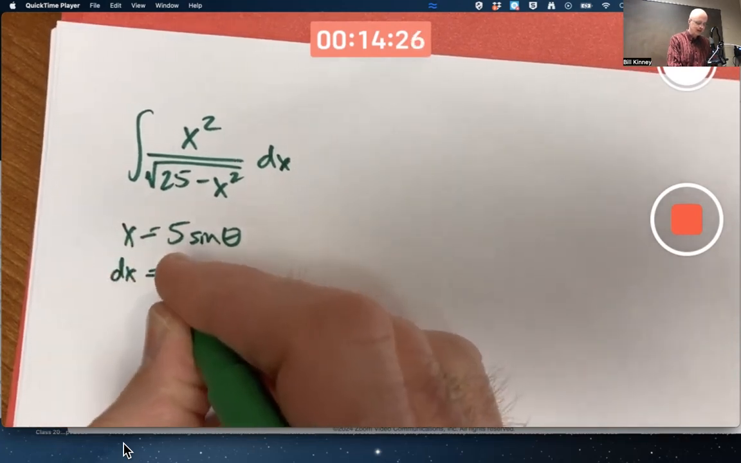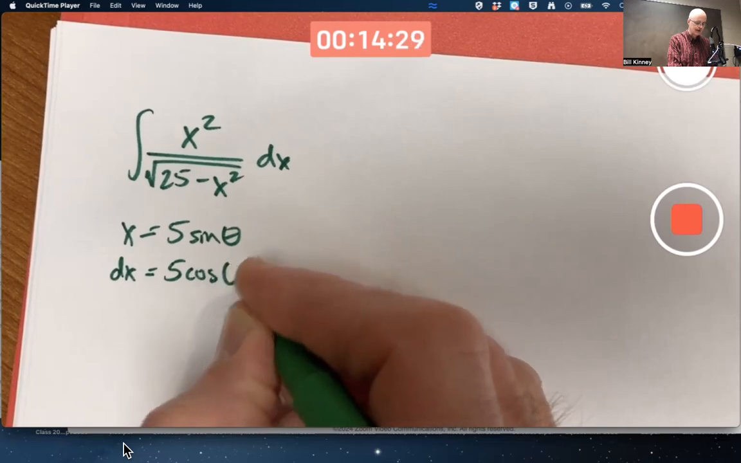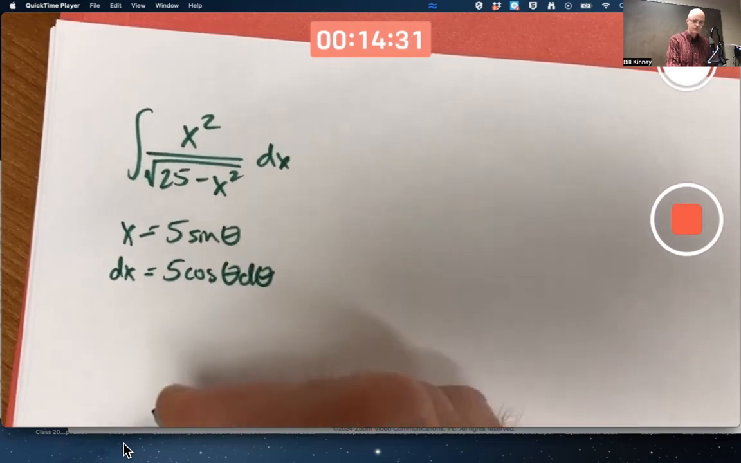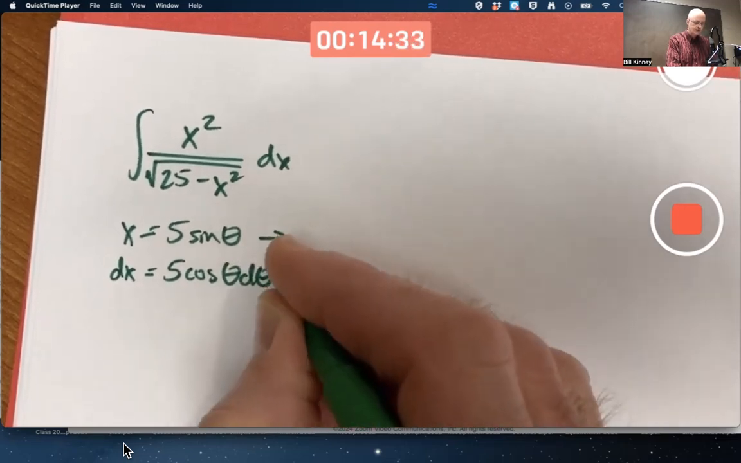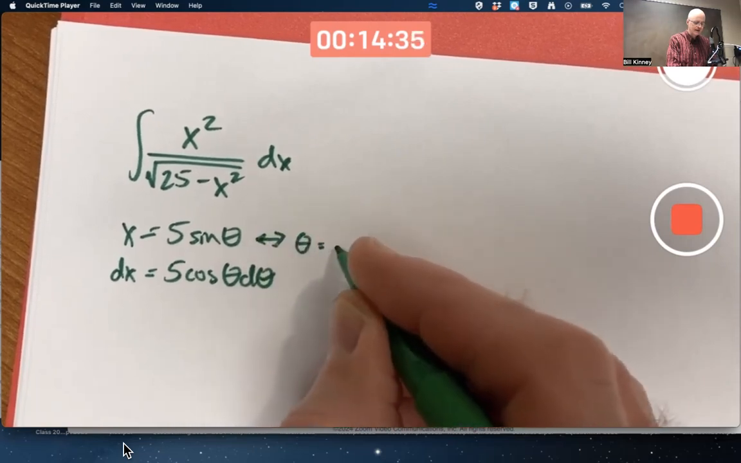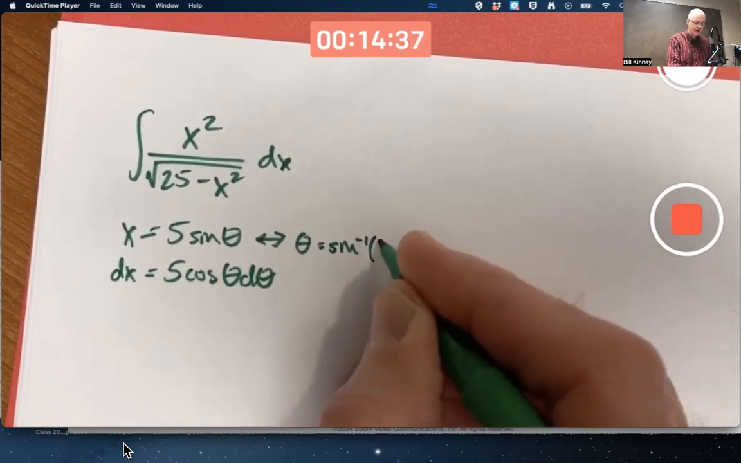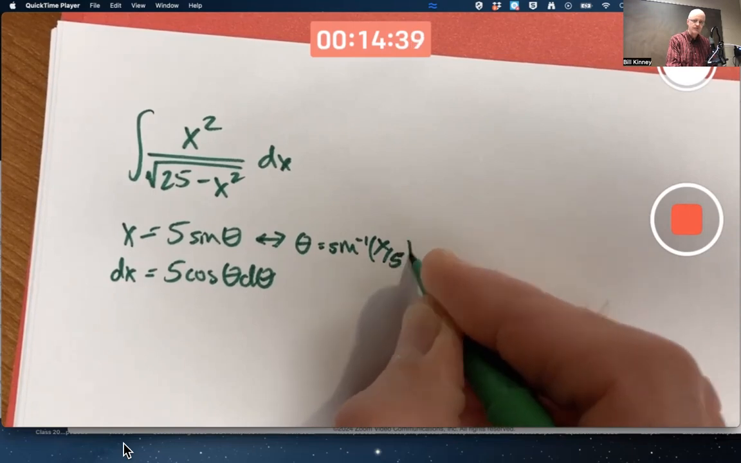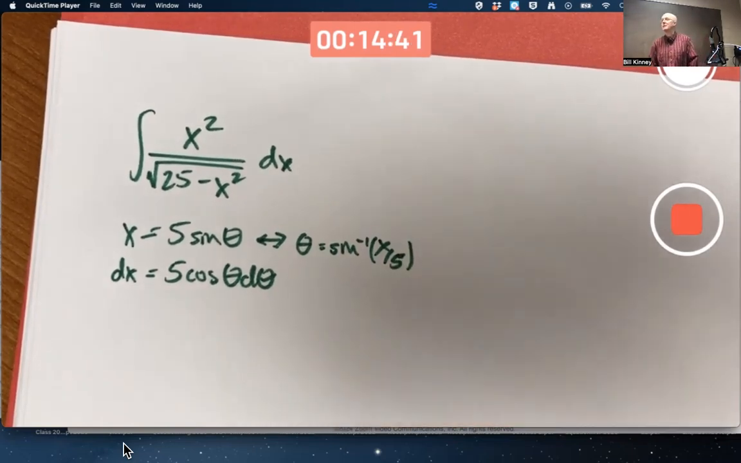But make sure you remember to compute dx. It would be 5 cos theta d theta. We will also need the fact that theta will be inverse sine of x over 5. We'll need that later when we replace theta in terms of x.